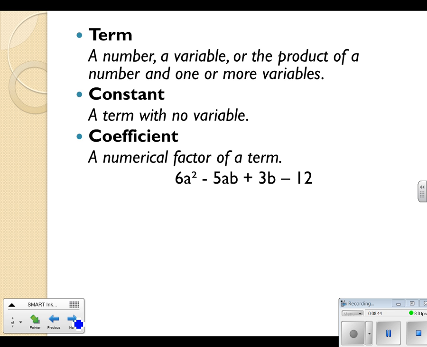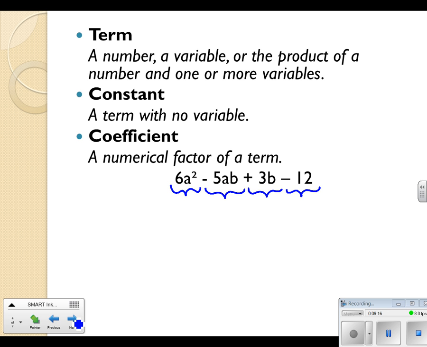So if we're looking at 6a squared minus 5ab plus 3b minus 12, we have 4 terms here. Here's a term. 6a squared is a term because it's a product of 6 and a squared. Negative, remember that minus sign's in front. Negative 5ab is a term because it's one product. We're multiplying negative 5 to a and b. So that's one product, so that's a term. That's a positive 3b is another term, and then negative 12 is our 4th term.